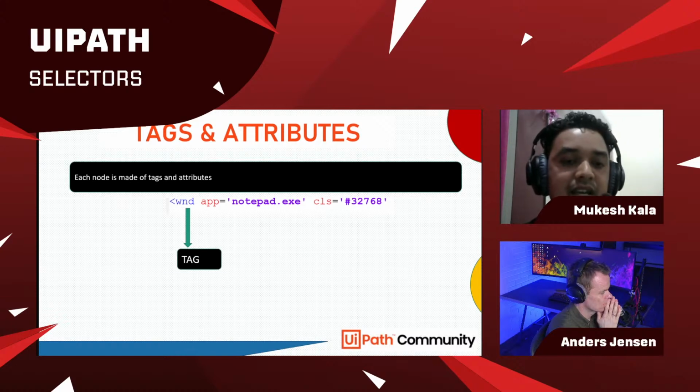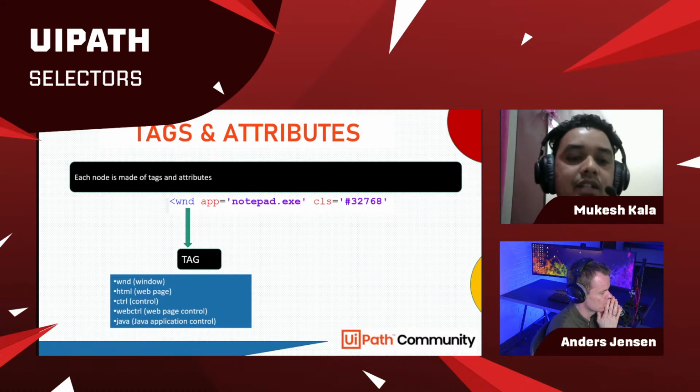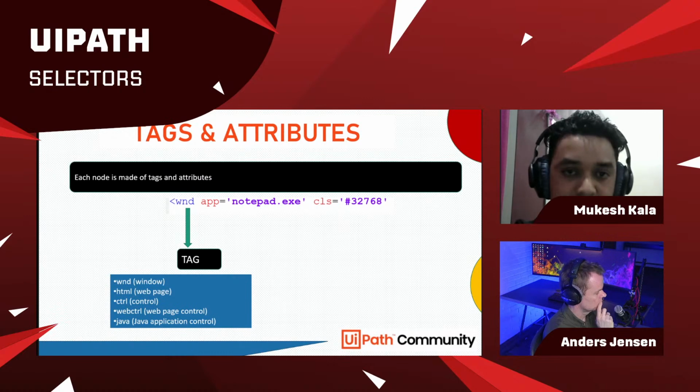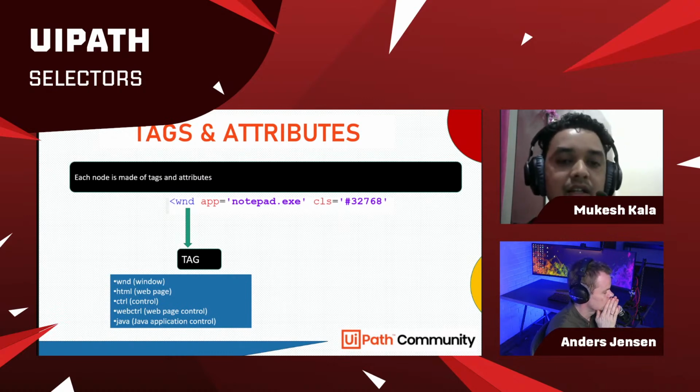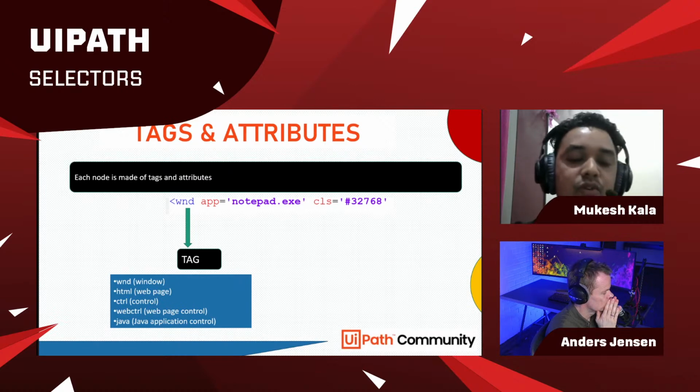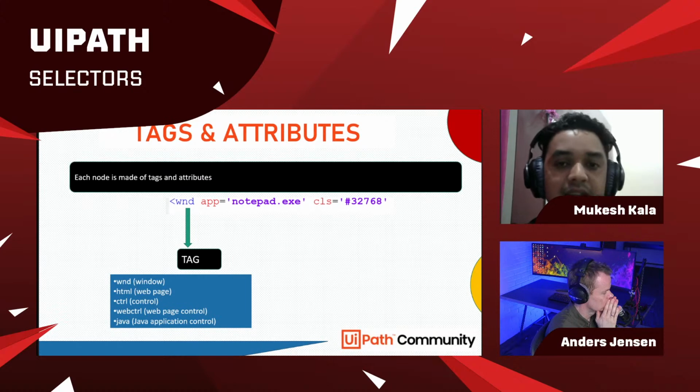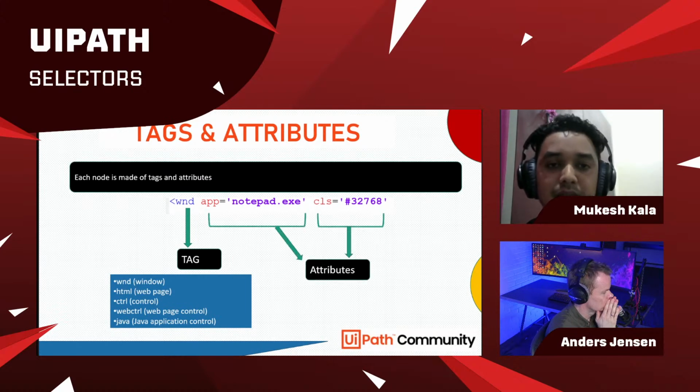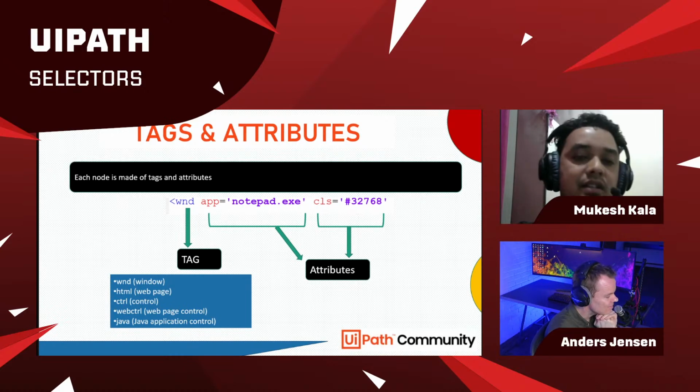Now, this tag can be of this type. If it is WND, UiPath will know that there is a Windows application. If it's HTML, it would know that it's a web page. If it is CTRL, it would know that it is a control, web control, Java. So this is a tag and these are the attributes. That means UiPath knows that there is a Windows application whose name is Notepad, the exe is notepad.exe, and these are certain properties.